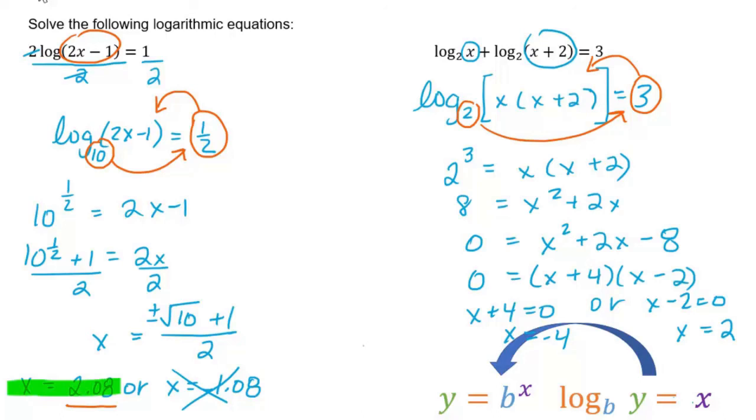Once again, I'm going to check my two solutions in the original equation. If I substitute x is equal to negative 4 into the original equation, I'll be trying to take the logarithm of a negative value, which is not possible. However, if I substitute an x is equal to 2, I don't run into this problem. So I find that x cannot be equal to negative 4, and x equals 2 is the only valid solution.